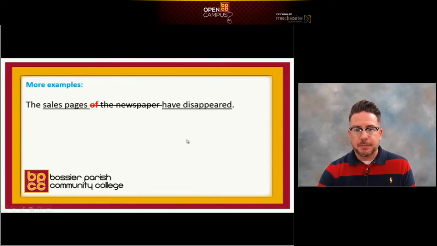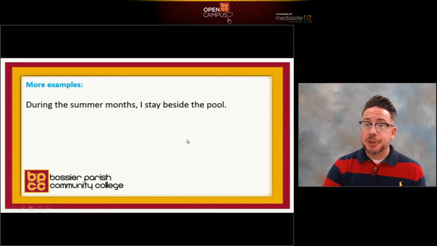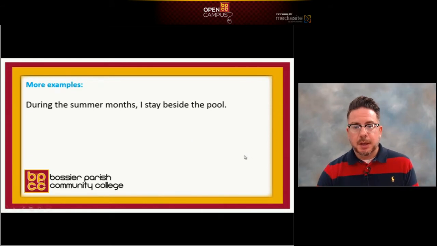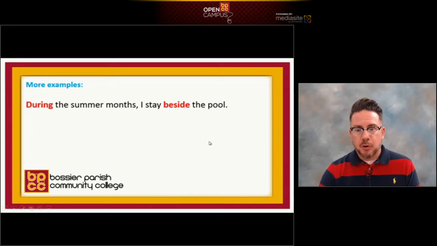Let's try another example. This one actually has two prepositional phrases. I have during and beside. During the summer months, I stay beside the pool. So I know I need to cross out during the summer months and beside the pool. And you see, once we cross those out, what's left becomes really simple. I stay. The subject then is I, and the verb is stay.